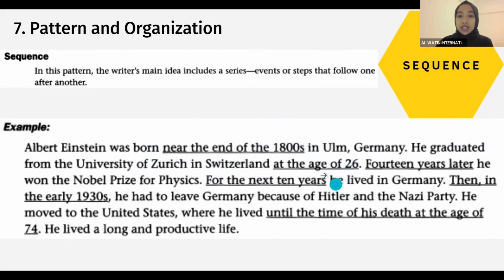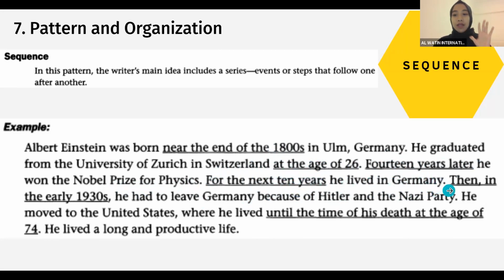They show by age. The first one they show by year. Second one they show by age. So it's possible to write the age. 14 years later, okay, the third keyword, he won the Nobel Prize. And then after that, for the next 10 years later, he lived in Germany. Okay, that's the 1, 2, 3, 4. This is the fourth timeline.